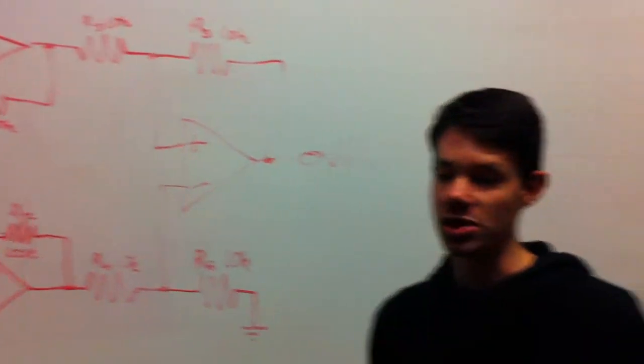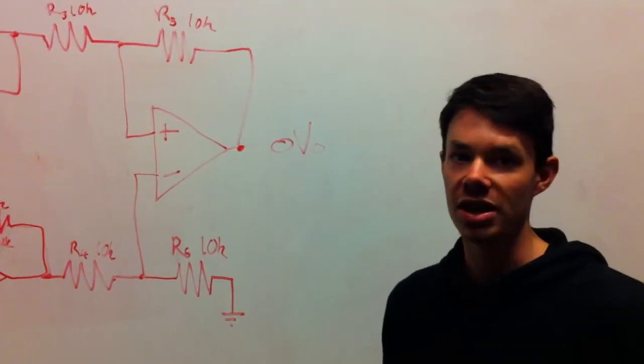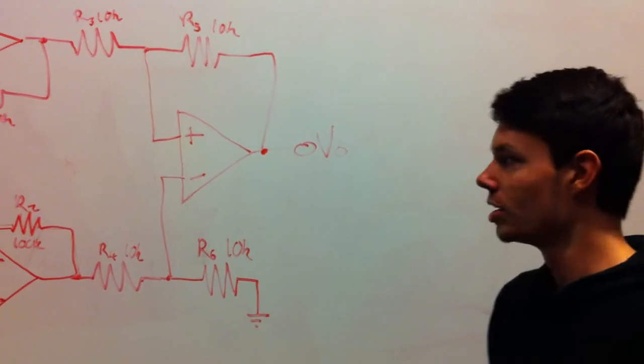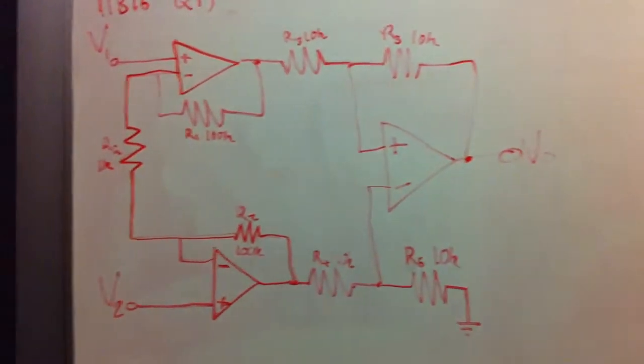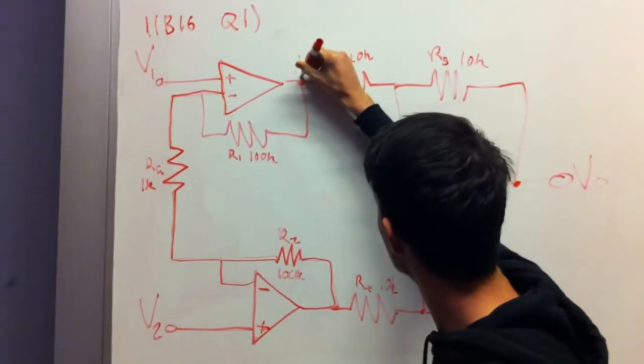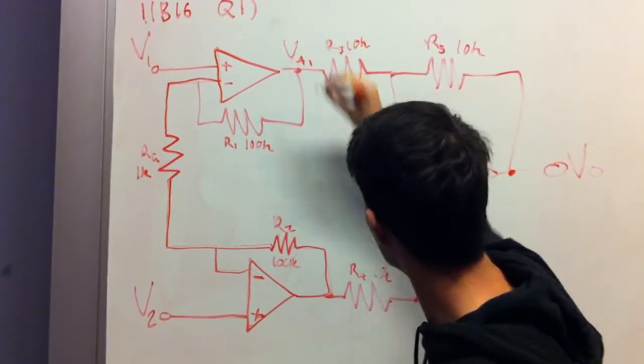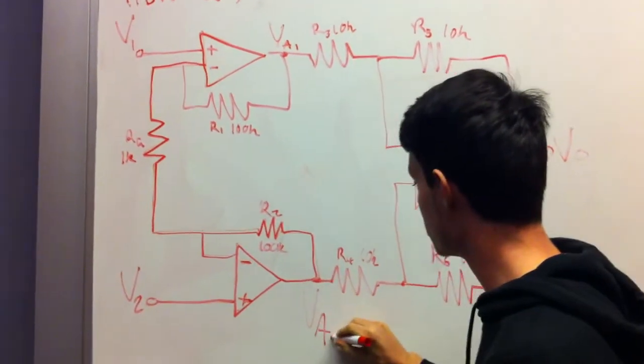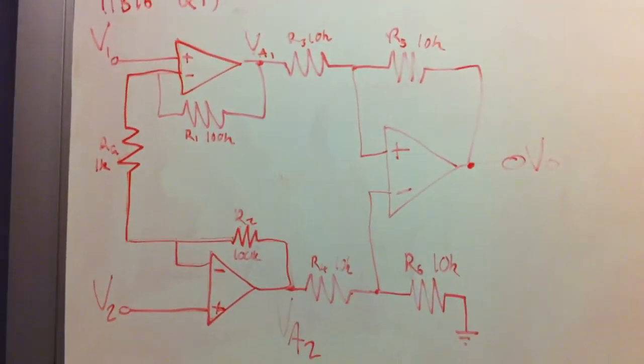Okay, there are a few parts to this question. If you reference your book, that's probably a good idea because it shows you the different things you have to do. The first thing we have to do is find the outputs of these two amplifiers. So we'll call this VA1 and VA2. These are what we've got to find.